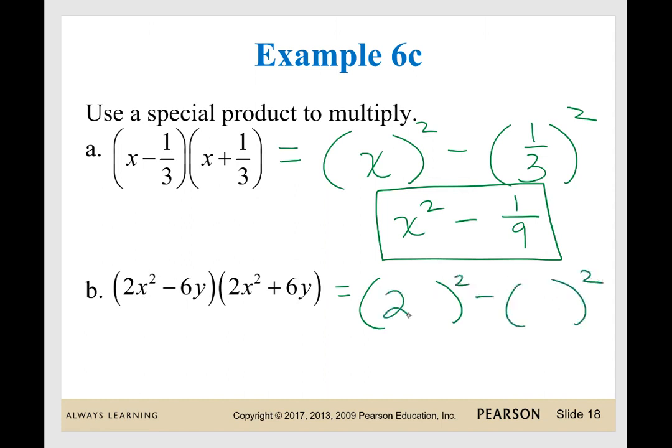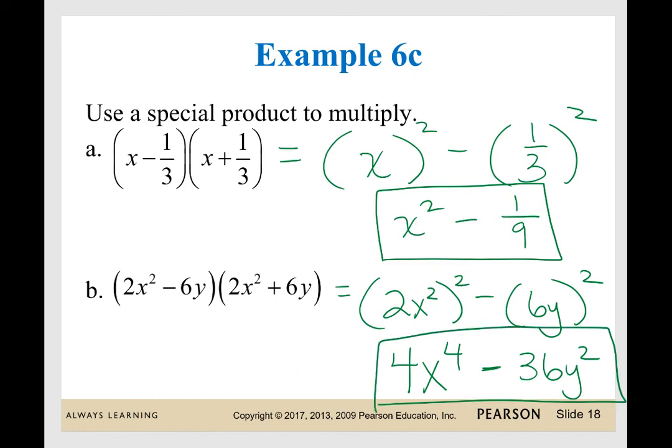So in the first is 2x squared, and in the b position is 6y. So clean that up. 2 squared is 4. X squared squared is x to the 4th. Remember, when you have a power to a power, you multiply. Minus 6 squared is 36, y squared. So there's my answer. 4x to the 4th minus 36y squared.